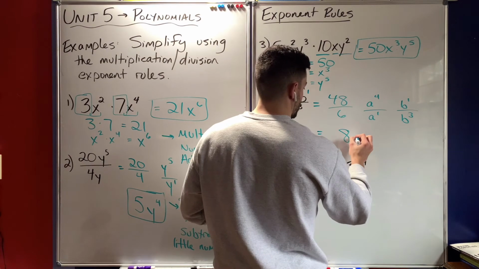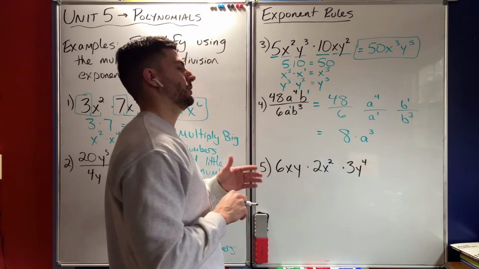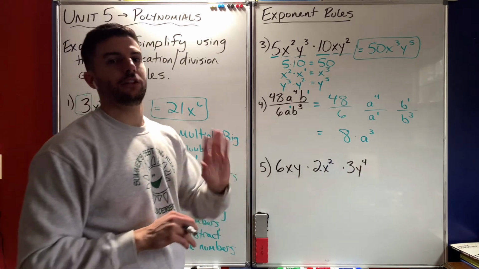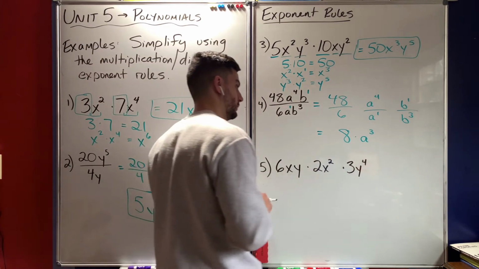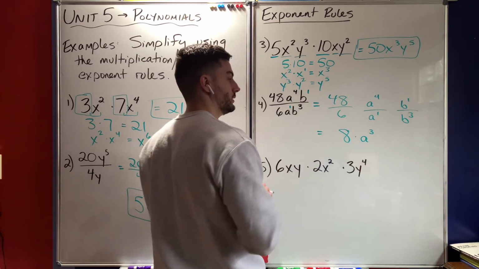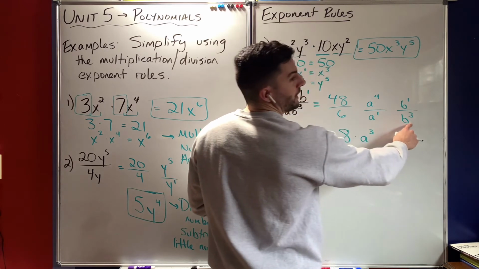4 minus 1 is 3. And then look at this one. This is interesting, okay? We're not going to talk about negative exponents right now because that's a little bit more complicated of a problem, and we'll do that later in the year, okay? But there's 2 ways that you could write this. It's actually interesting. B to the 1st over B to the 3rd, okay?